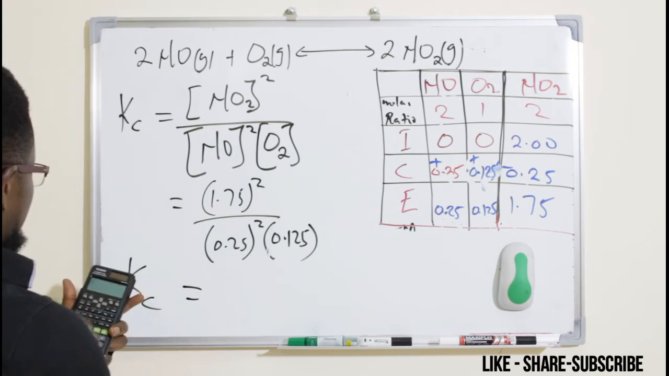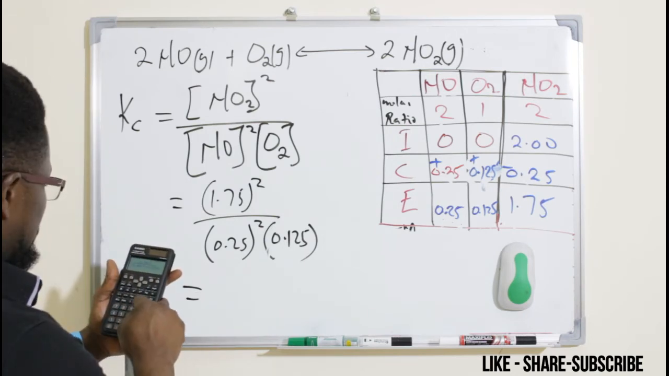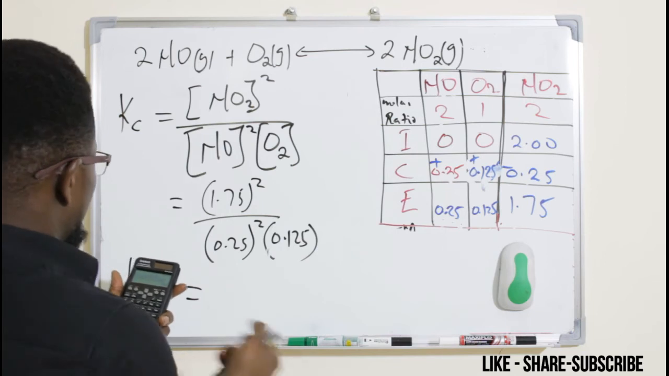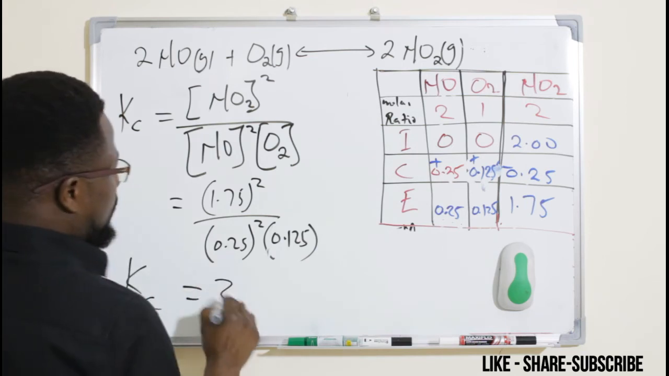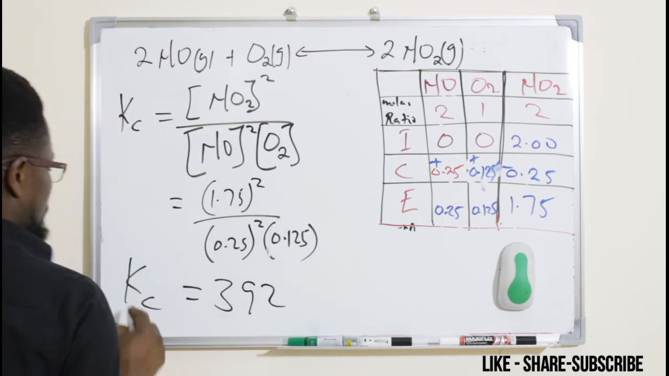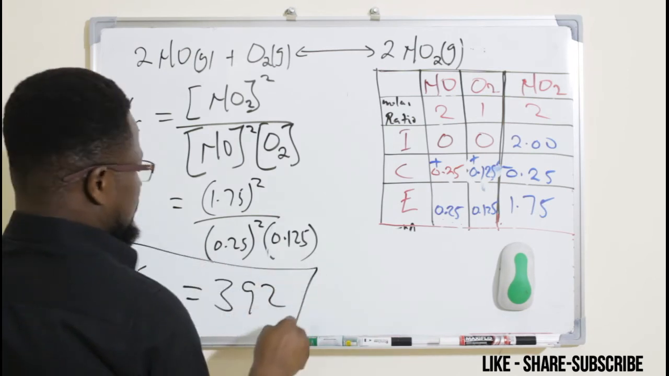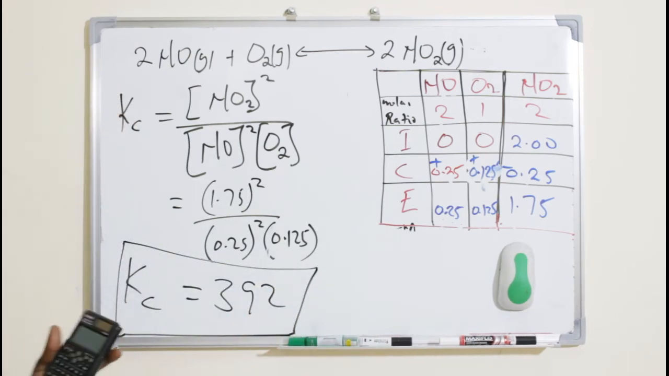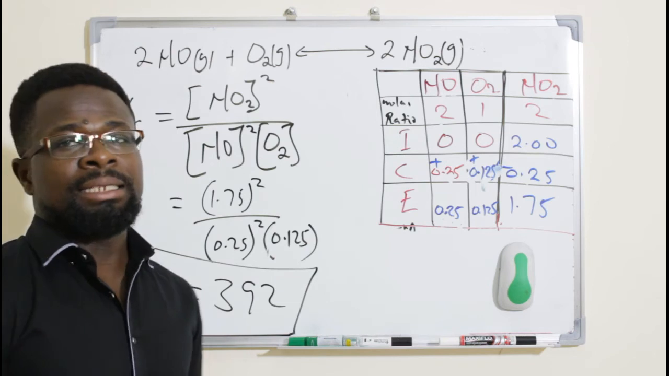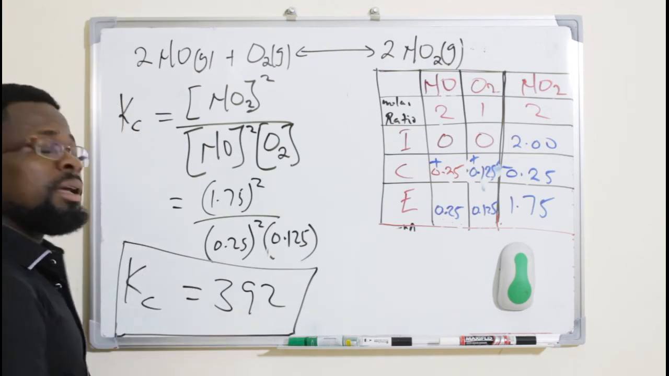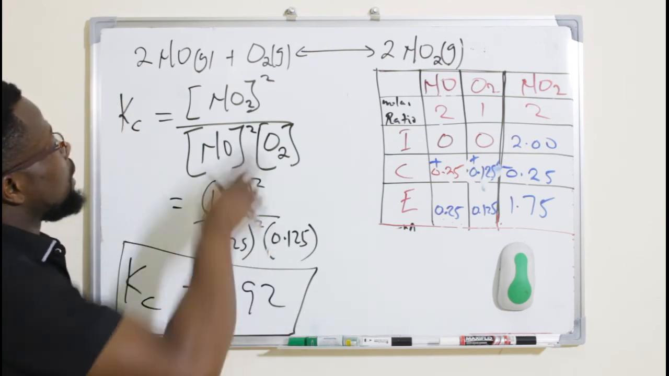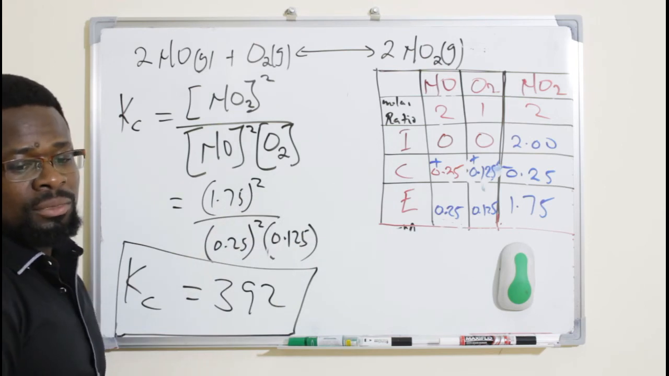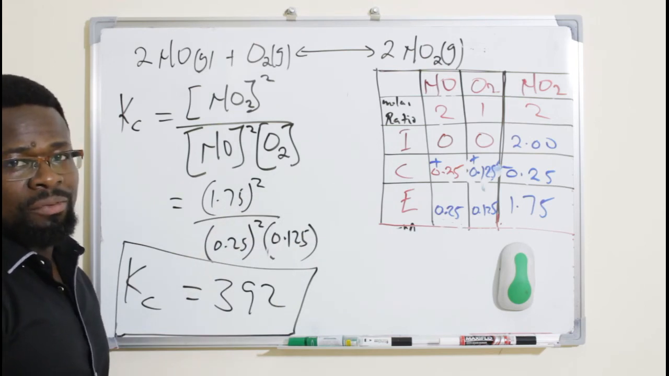When we do that, we get 392. So our Kc is now 392, and that is the value of the equilibrium constant for the given reaction. Let's look at question number 5.